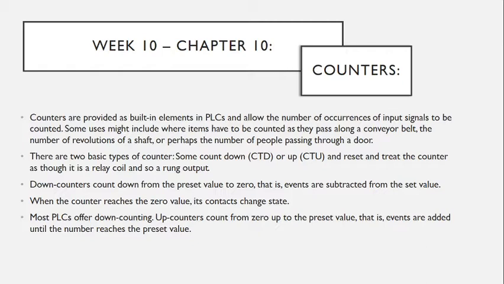So the basic types of counters are count down and count up. And the count down, the short name, especially in Rockwell, based on Allen-Bradley software, is called CTD, and the count up is called CTU. And today I'm looking at CTU, and hopefully for next class, or maybe if it takes longer than one class, maybe next week, we are going to look at the CTD. And that will complete chapter 10.